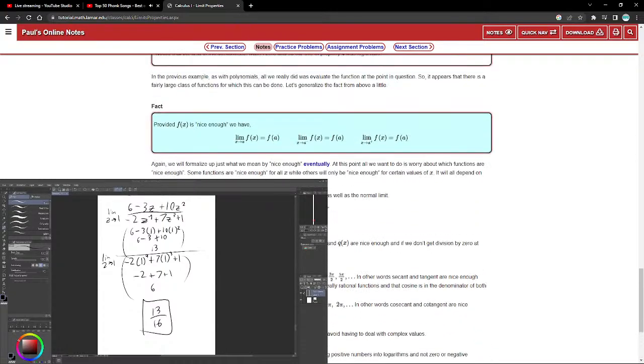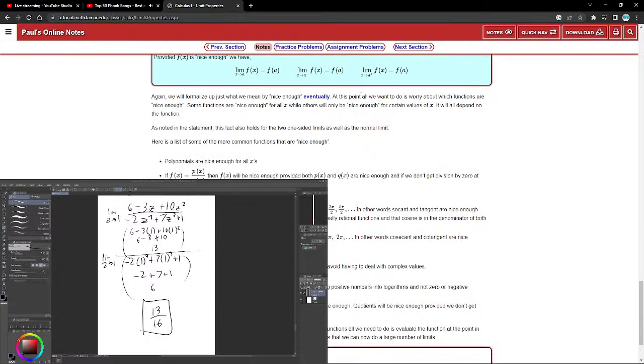In the previous example, as with polynomials, all we really did was evaluate the function at the point in question. So it appears that there is a fairly large class of functions for which this can be done. Let's generalize the fact from above a little. Provided f of x is nice enough, we have the limit as x approaches a of f of x equals f of a. Again, we will formalize just what we mean by nice enough eventually.